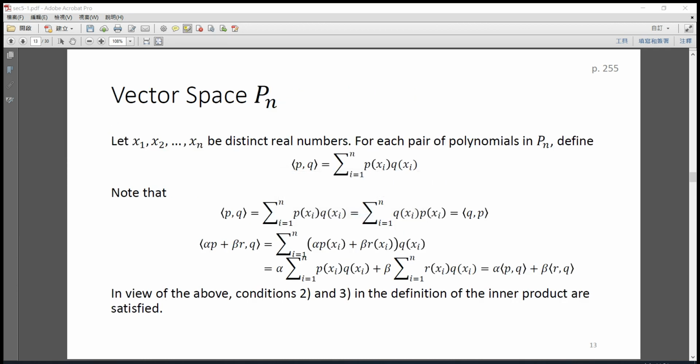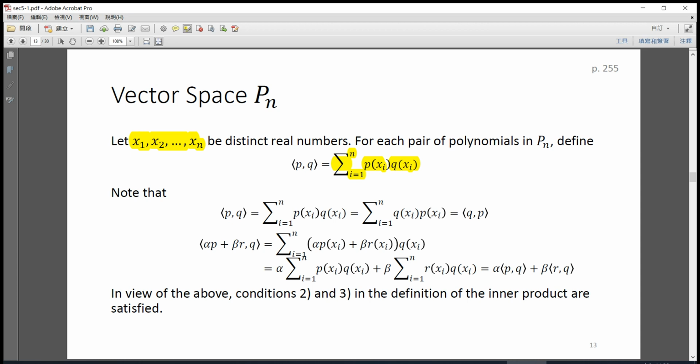The third example is the vector space P_n, the polynomials of degree less than n. For this vector space, we define the inner product to be the summation of p(x_i) times q(x_i), where the index i begins from 1 up to n, and p, q are polynomials of degree less than n, and x_1, x_2 up to x_n are given and distinct real numbers. We will verify that this operation satisfies the three properties in the definition of inner product.